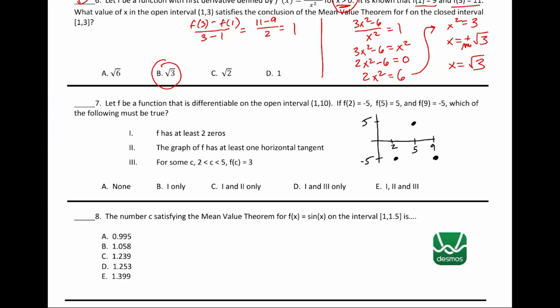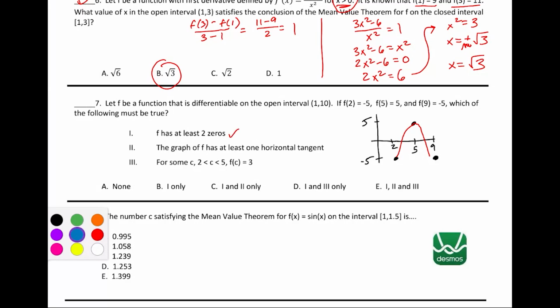Now, it says that the function is differentiable from 1 to 10 exclusive, which means that it is going to be continuous. Remember that differentiability implies continuity. If a function is differentiable at a point, it is also continuous at that point, which means that because of the intermediate value theorem, we have to cross over that x-axis actually twice. So f does have at least 2 zeros.